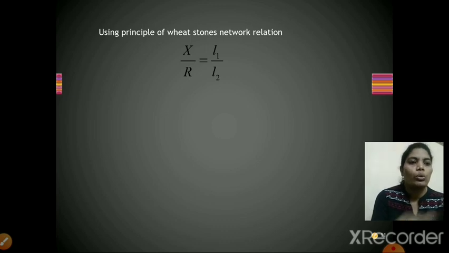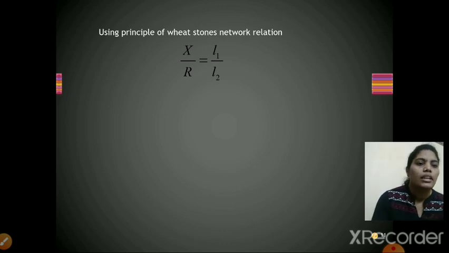That means we know the resistance which is present in the resistance box. So using the Wheatstone bridge condition, that is P by Q equals R by S, in place of P we have the unknown resistance X, and in place of Q we have the resistance box resistance.